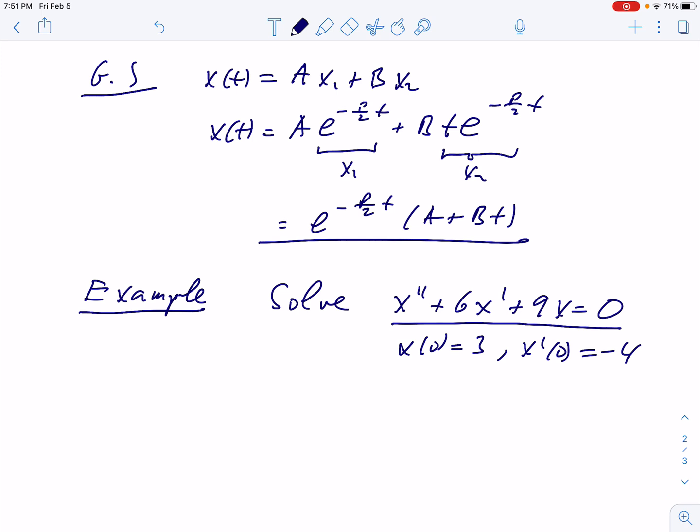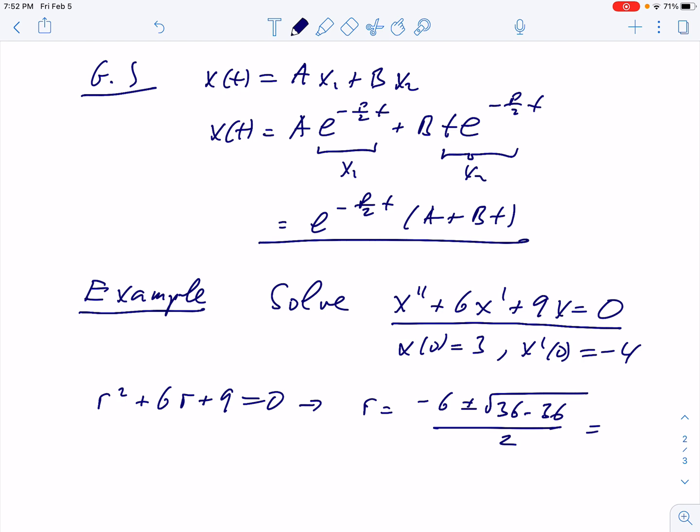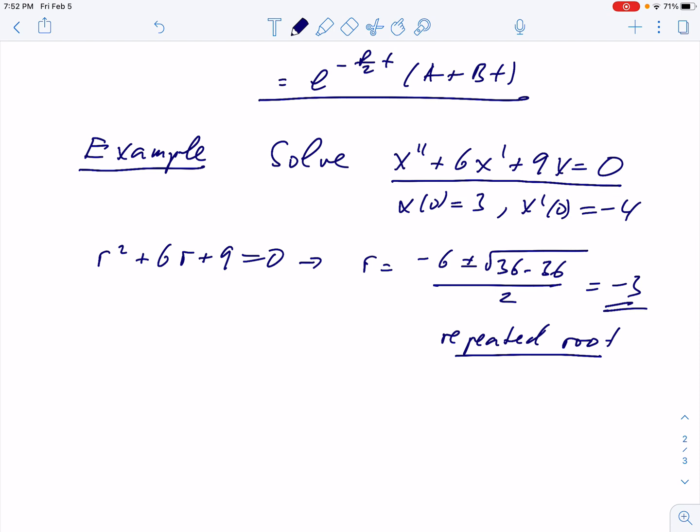We're writing the characteristic equation. r squared plus 6r plus 9 equals 0. Immediately reaching for the quadratic formula, r equals negative 6 plus minus root 36 here minus 4 times 9, which is again 36, divide by 2. The result is negative 3. Repeated root, just one, repeated.